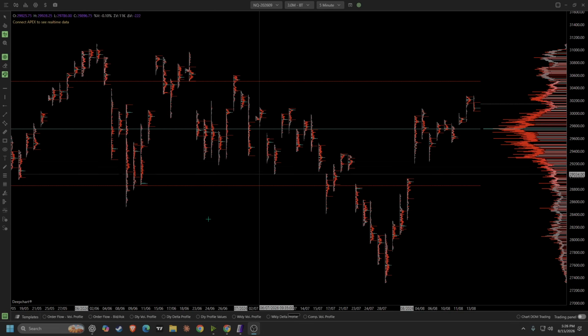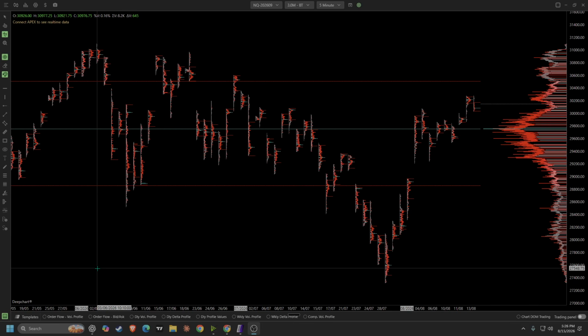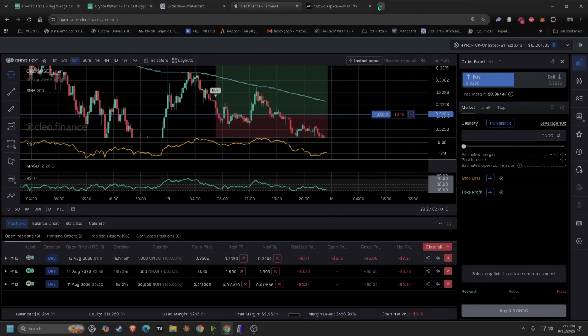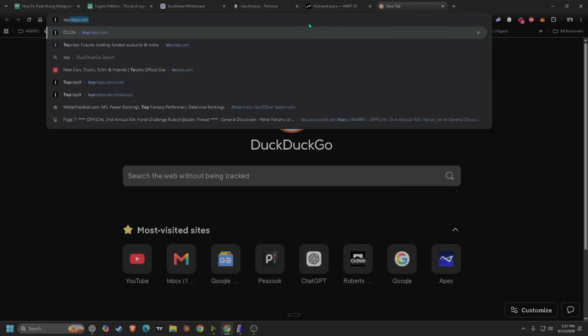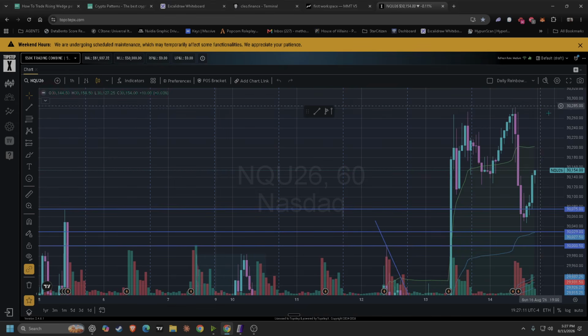And what we're looking at here is a program called DeepCharts. It's available at deepcharts.com. You can also use volume profile in other applications. Give you an example, I don't currently have a TopStep evaluation, but we can still take a look.